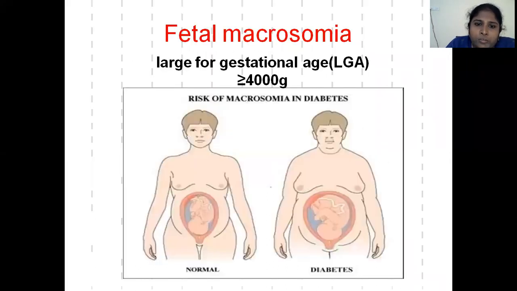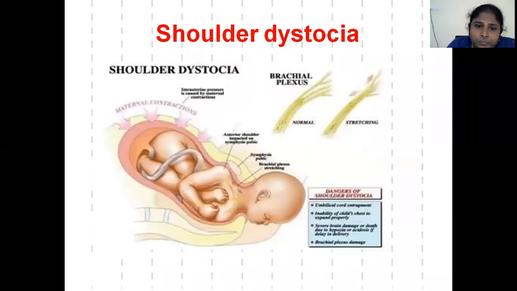There are various maneuvers, and the main cause I have already told you for shoulder dystocia is macrosomia, more than 4 kgs baby, and this is more common with gestational diabetes, mother having diabetes. With shoulder dystocia, there will be umbilical cord entanglement. Cord may get entrapped, and the inability of the child's chest to expand properly can cause severe brain damage, baby may develop later cerebral palsy, and then brachial plexus injury may lead to Erb's palsy.